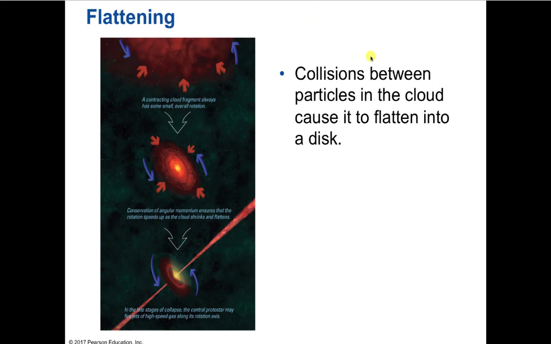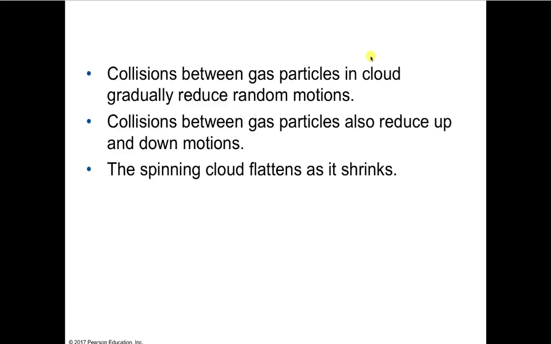Because of the random motions of these dust particles, molecules, atoms, and so on, as they collide with each other, that random motion tends to get dampened out, and you get more of a uniform rotation around the protostar. The random motions become more circular, elliptical, or more orderly, and the up and down motions in and out of the disk are reduced as well, and the disk flattens.